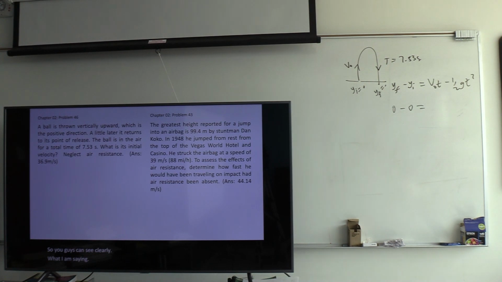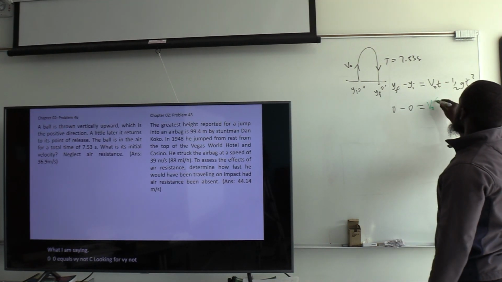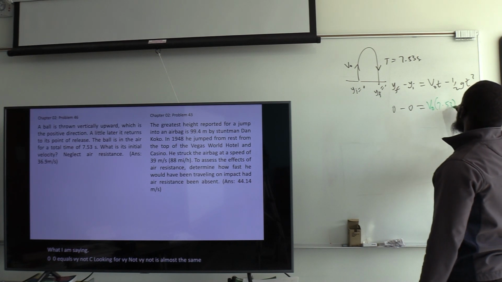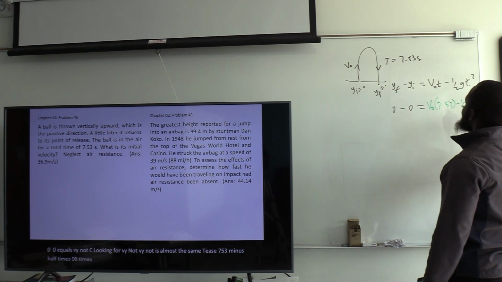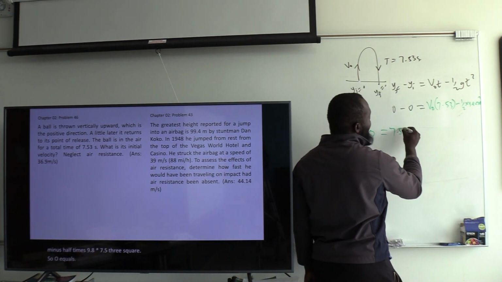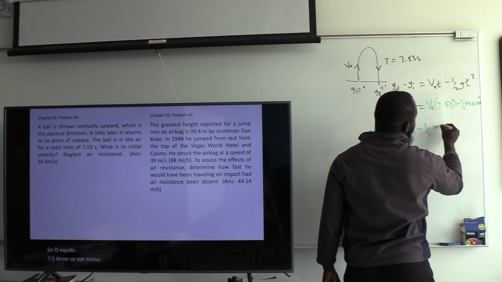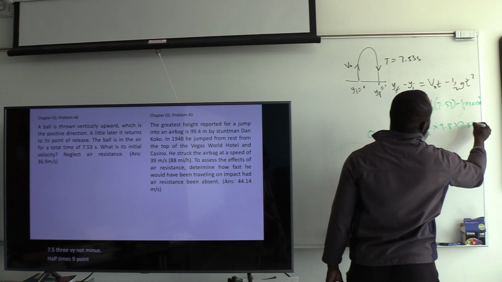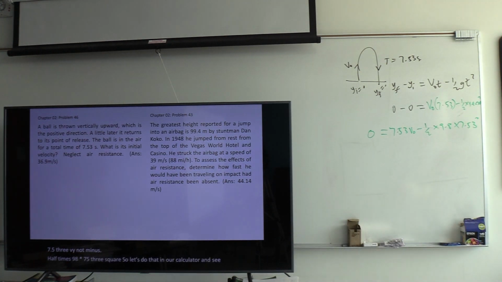So 0 minus 0 equals V0 t. We're looking for V0. T is 7.53 minus half times 9.8 times 7.53 squared. So 0 equals 7.53 V0 minus half times 9.8 times 7.53 squared. So let's do that in our calculator and see what that gives us.